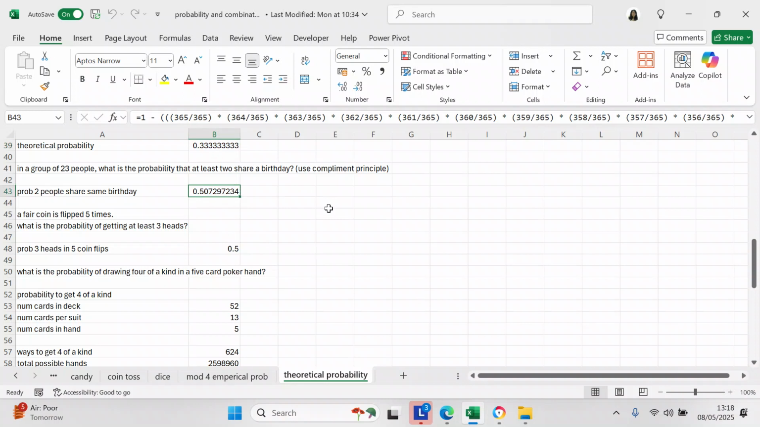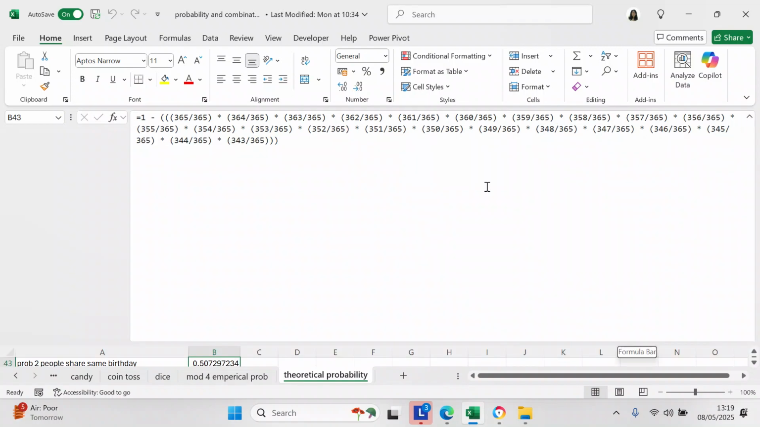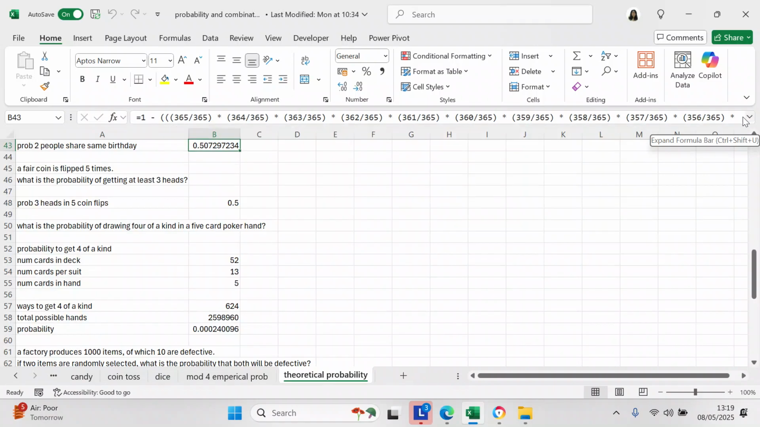So the complement principle is 1 minus 365 divided by 365 times 364 divided by 365 times 363 divided by 365 times 362 divided by 365, and so on, continuing the product until you get to 343 divided by 365. And then you calculate that, and once you calculated that, that's 50.79%.